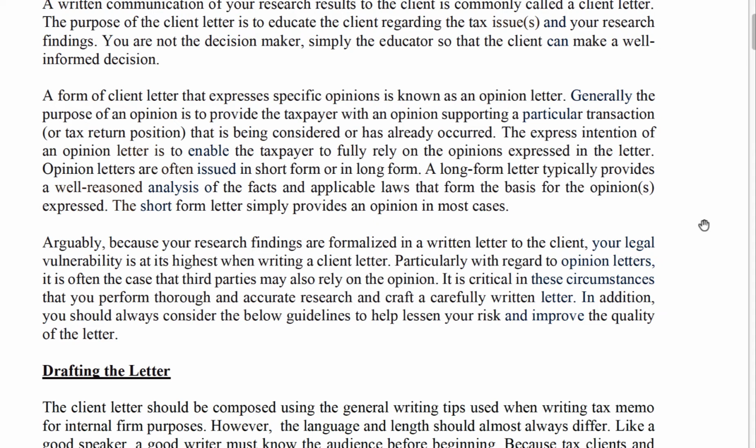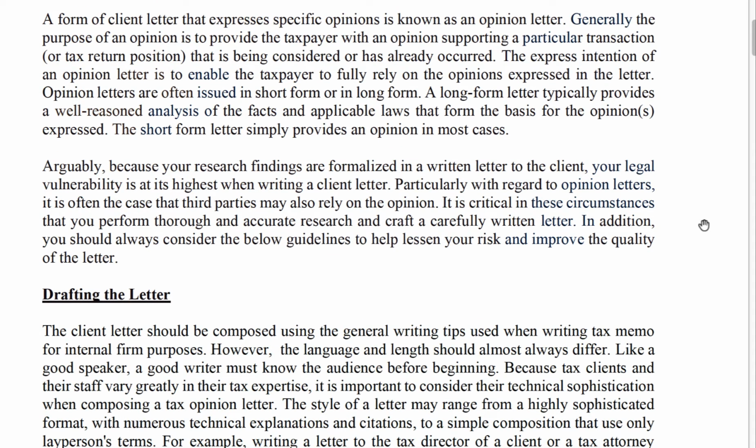That's what's used. Arguably, because your research findings are formalized in a written letter to the client, your legal vulnerability is at its highest when writing a client letter. So while writing a client letter can be very easy, especially after writing that memo, it's also a very difficult task because you need to be very, very careful what language you use. I'm going to talk about a case called Canal Corp, an example of a bad situation where the client letter was not considered too much, and we'll talk about some of the things to avoid.